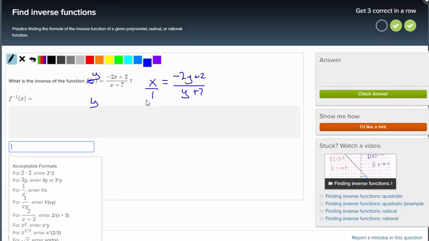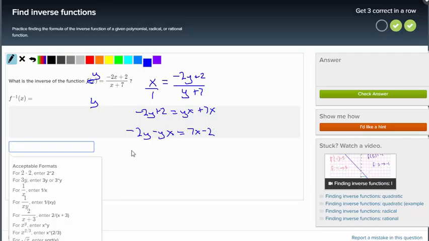Turn this thing into a fraction. Cross multiply. 1 times negative 2y plus 2 is negative 2y plus 2. X times y plus 7 is yx plus 7x. Move all my y's to the left, so negative 2y minus yx. Move everything else to the right, so that equals 7x minus 2.